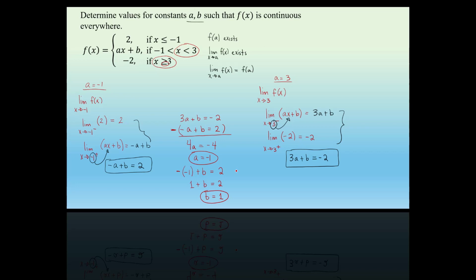So remember, continuity has 3 parts. The first part says f of a must exist. The limit as x approaches a of f of x must exist. And then the last one says the limit as x approaches a of f of x must be equal to f of a. If all of this is satisfied, the function is continuous.